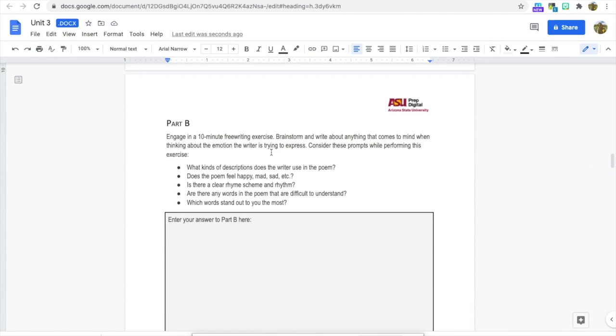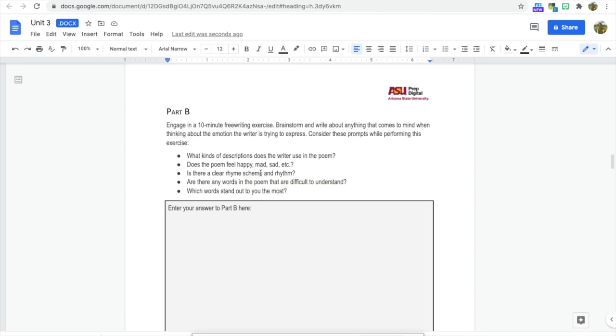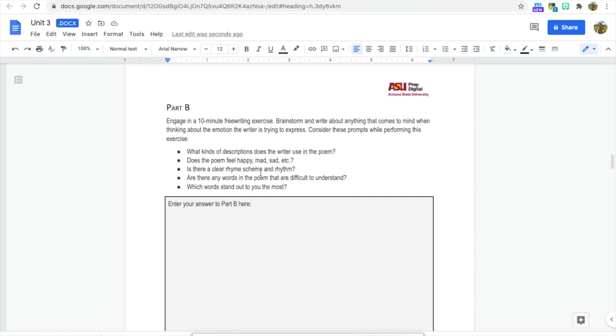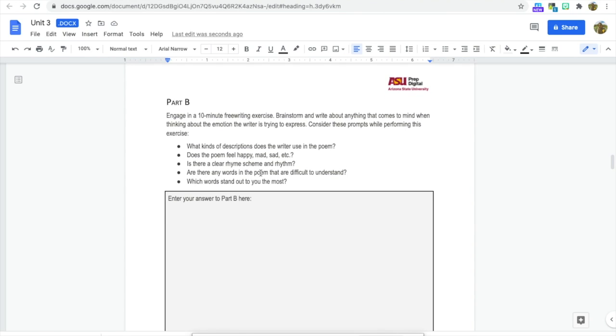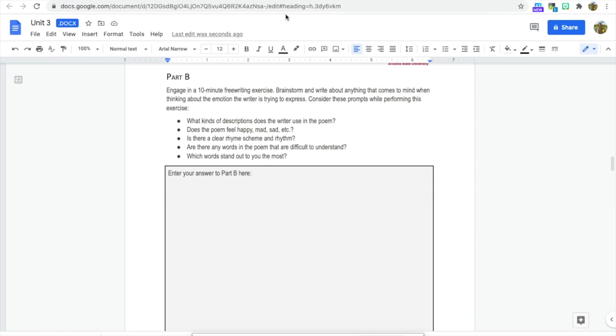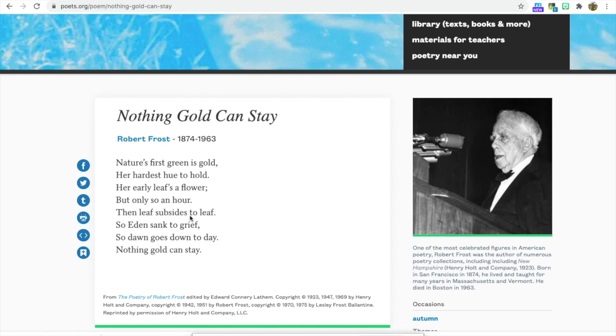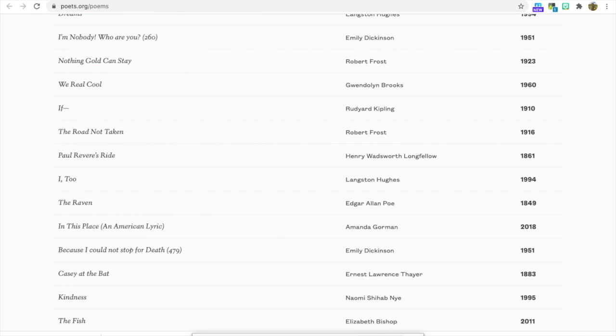In part B, engage in a 10-minute free writing exercise. Brainstorm and write about anything that comes to mind when thinking about the emotion the writer is trying to express. Consider these prompts while performing this exercise. So you're going to read your poem that you chose, and you can base your free writing on these prompts. This helps give you an idea of what you have to write. What kinds of descriptions does the writer use in the poem? Does the poem feel happy, mad, sad? So if you remember from the poem, Nothing Gold Can Stay, her early leaf's a flower, but only so an hour. So I know it's kind of a sad poem.